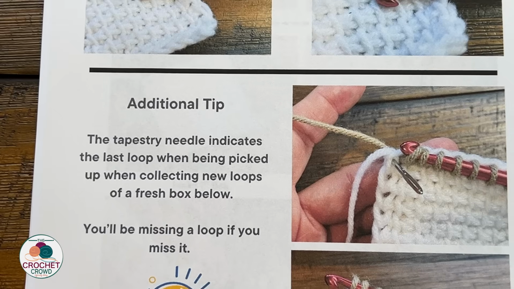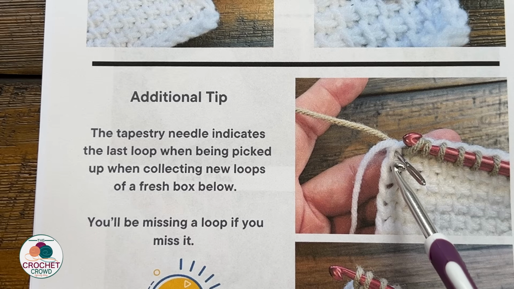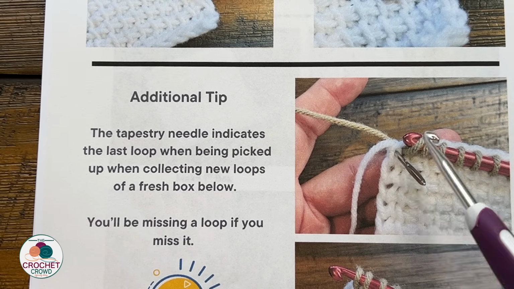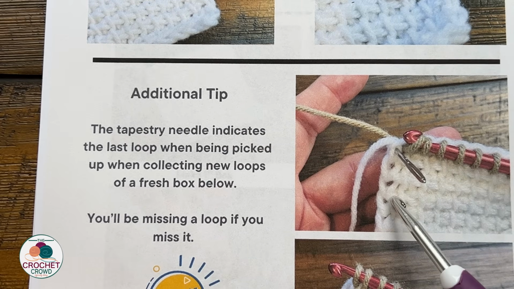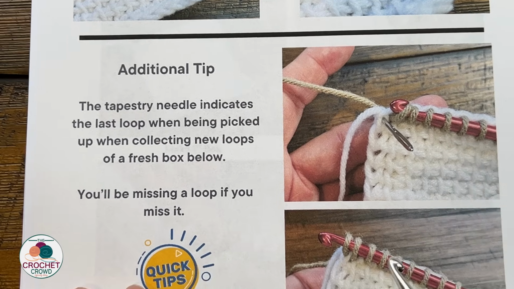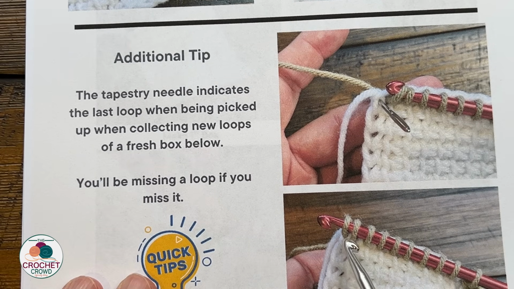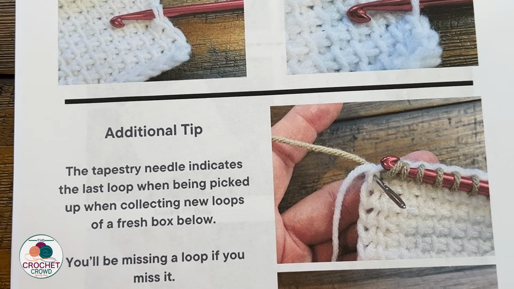So what we have is an additional tip. When you're coming across and you're collecting, you've got to make sure that you get that chain 1 here. I put in a tapestry needle to show you where it is, because the number of loops you're collecting across is the same number. So there were 10 here, and the 10th one was actually that one that you see. You've got to make sure you don't forget that one, or you'll be missing a loop. And it's really quite easy to see that once you understand what you're looking at.